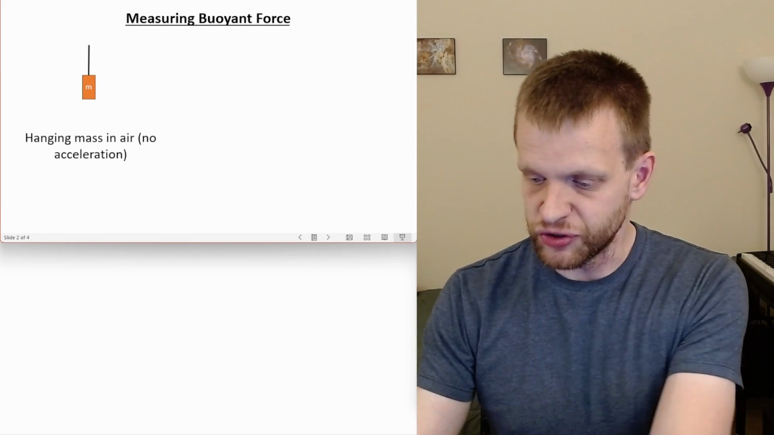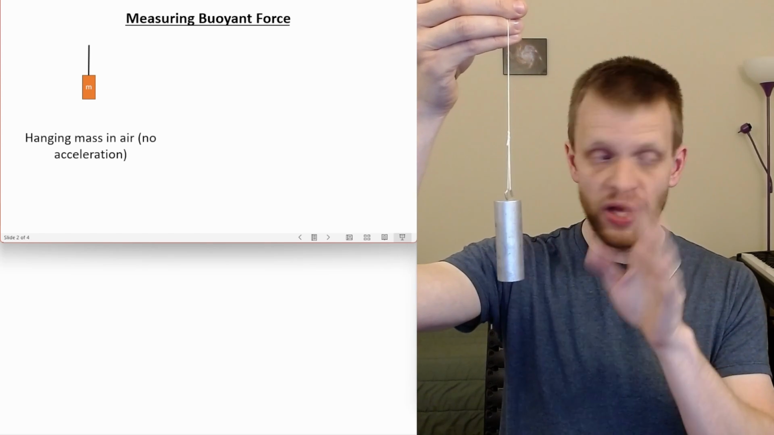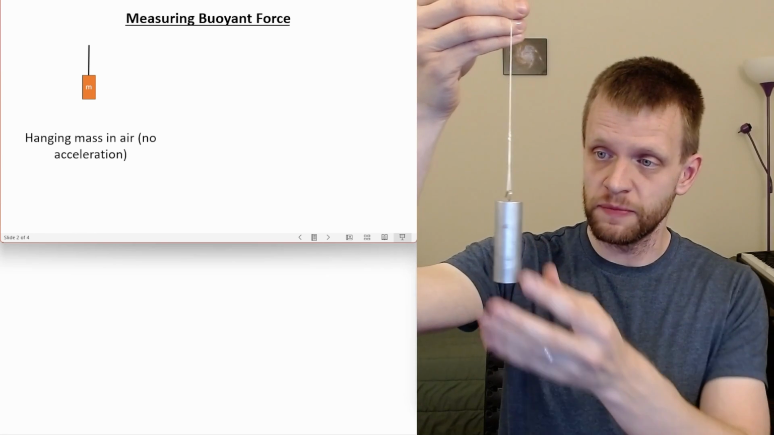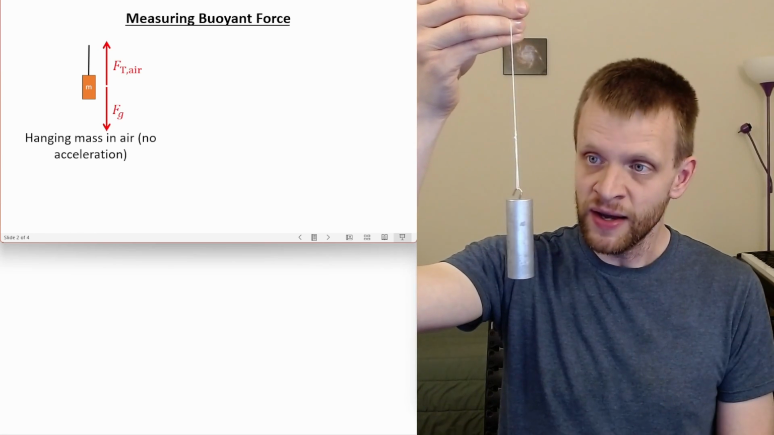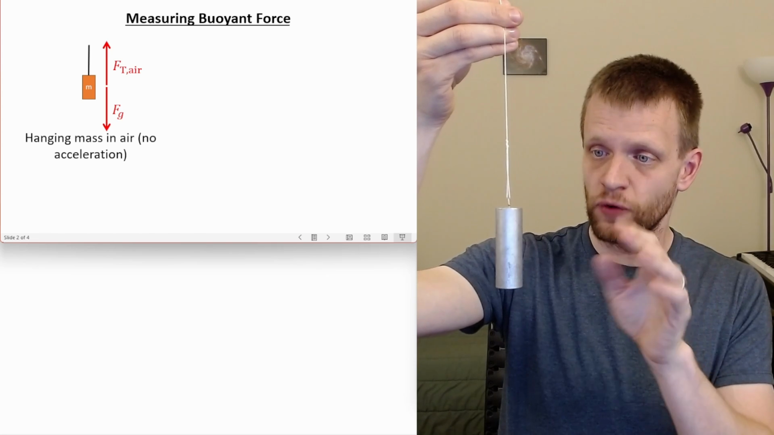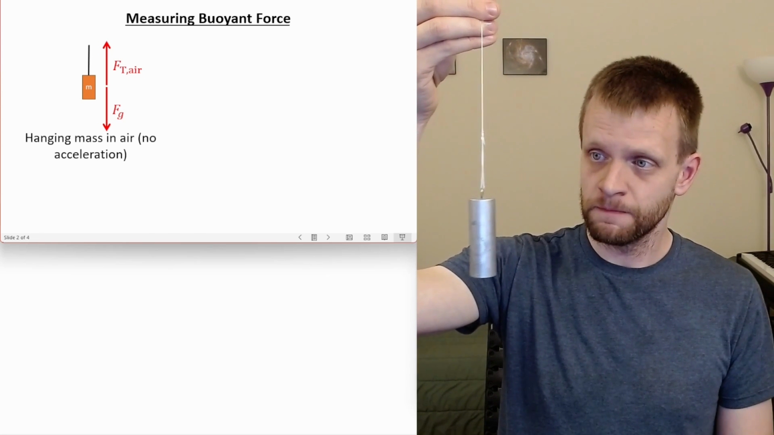Suppose I have this object hanging in air where there's no acceleration. It's just not moving, hanging in air. Well, in this case, there are two forces acting on this object. There's the tension force pulling up, and I'm going to highlight this as the tension force when it's just in the air, and the force of gravity pulling down.